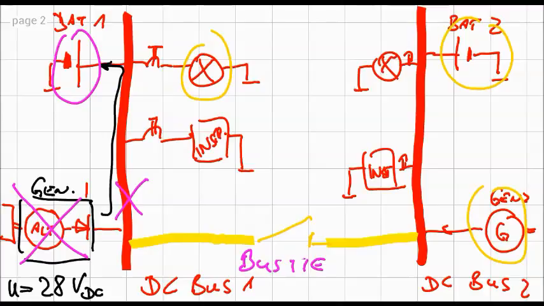Now in modern aircraft like the Airbus, we don't want to switch around anymore. We leave this function to some magic box, and that would be the bus tie control unit, or a bus power control unit, or whatever designation has been found by the manufacturer. And that's the way it works.